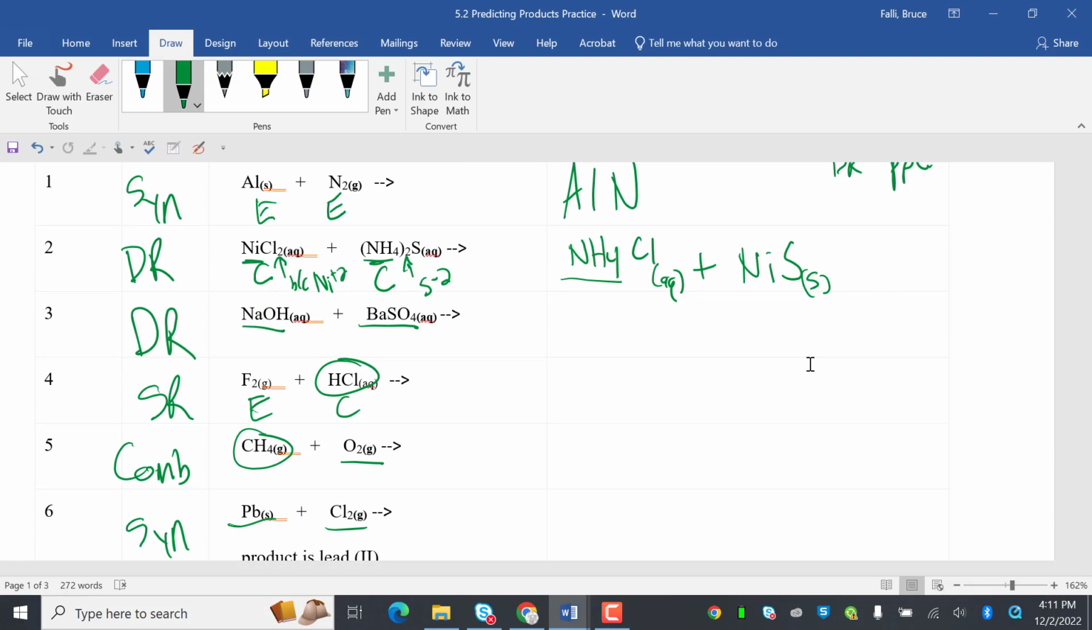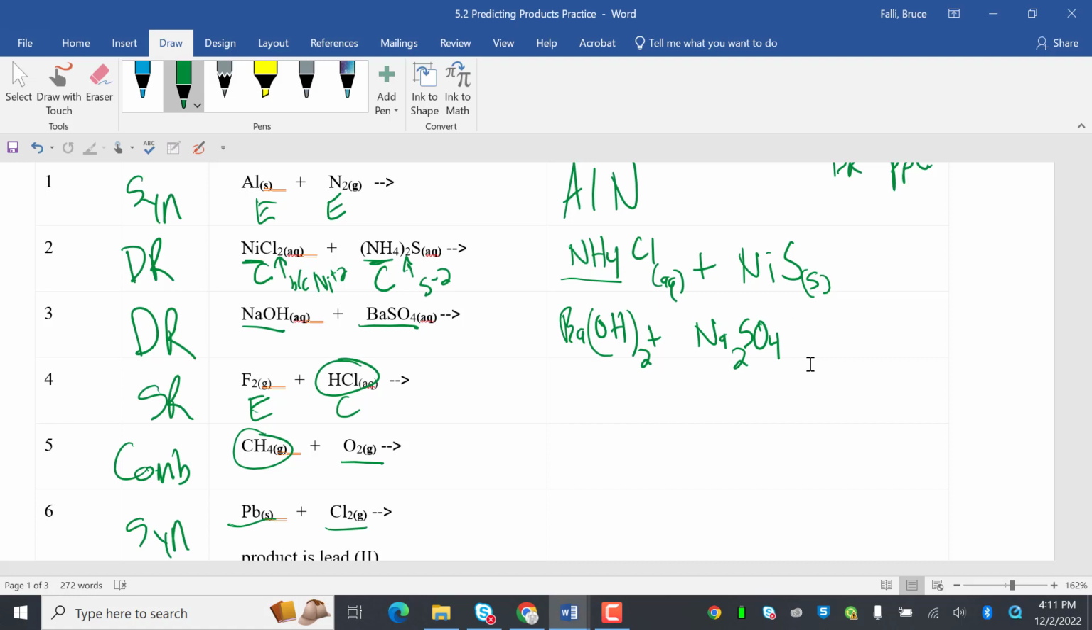So I'm going to change the first one. So I'm going to have BaOH plus NaSO4. I'm going to check the charges. Barium's +2, hydroxide's -1. That will balance my charges. Sodium is +1, sulfide is -2. Takes 2 sodiums to balance that out.